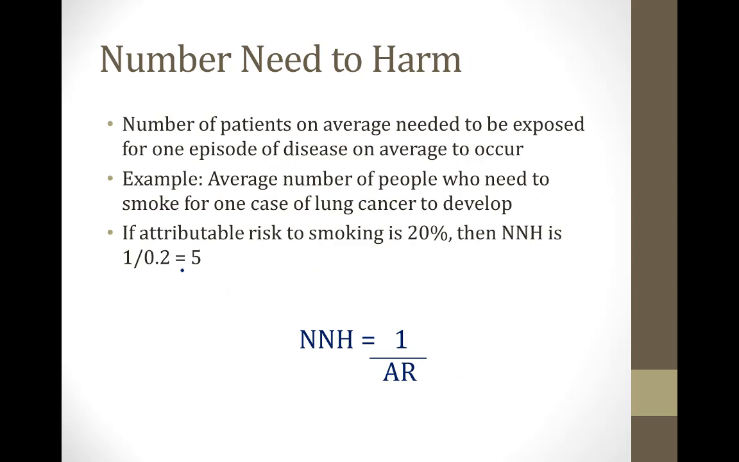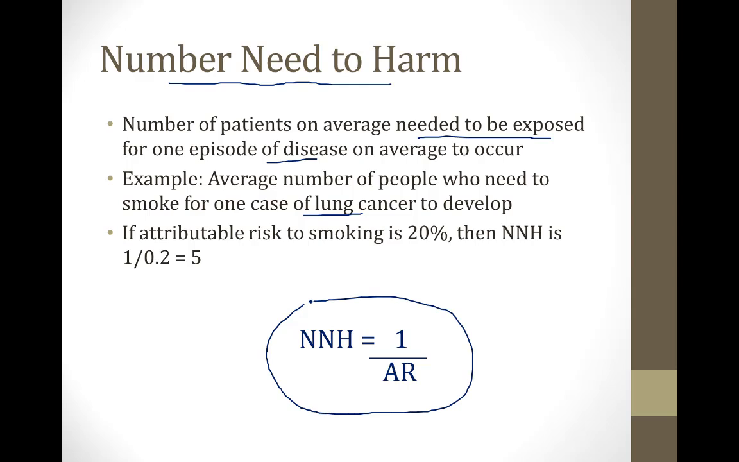Sometimes instead of attributable risk, a different number is reported called the number needed to harm. This number is related to the attributable risk, but it's different. The number needed to harm is the number of patients on average that need to be exposed for one episode of disease to occur. So for example, it's the average number of people who need to smoke for one case of lung cancer to develop. And this is calculated from the attributable risk by the equation shown on the screen here.